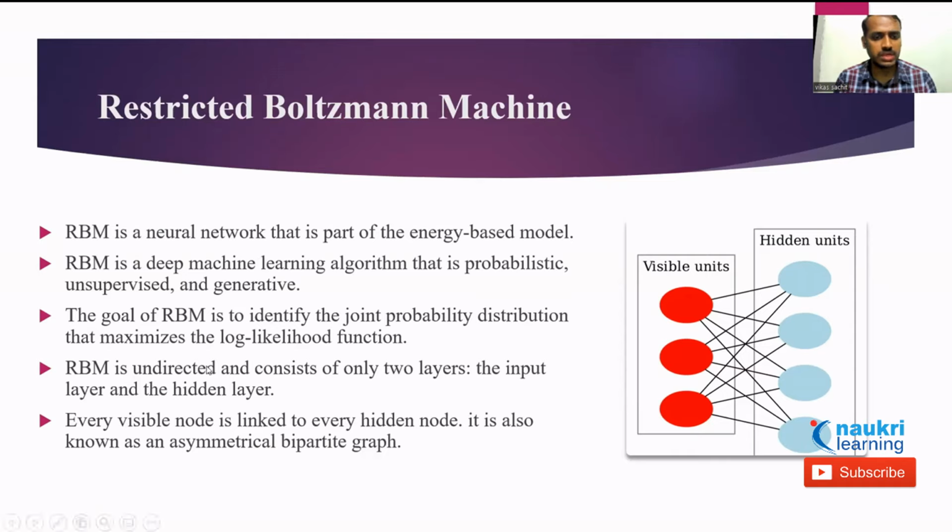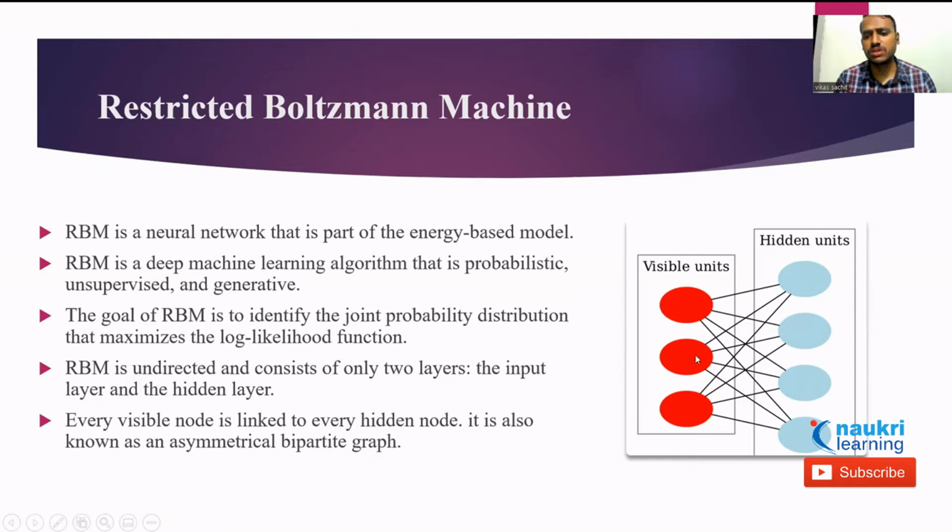Then RBM is undirected and consists of only two layers. As I told, there are only two layers. One is visible and another is hidden. There can be any number of hidden units possible, but at the end of the day, we have to say one is visible inputs and the other is hidden inputs. Every visible node is linked to every hidden node. It is also known as a symmetrical bipartite graph.